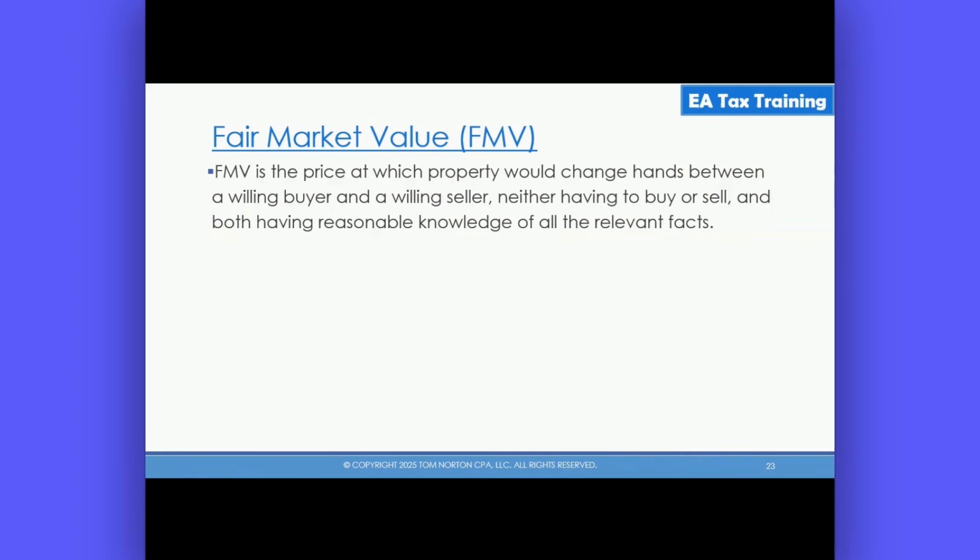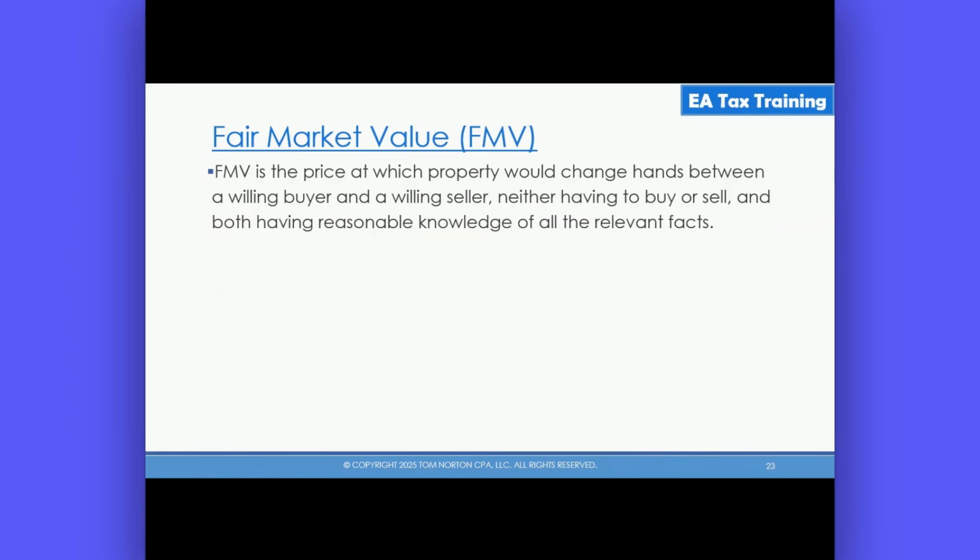So you've got someone who is willing to buy an asset, but they're not under any particular pressure that they have to buy it right now, but they're willing to buy it. And similarly, you've got a seller who's willing to sell the asset, but they don't have to sell it. They don't have to have the money right now or anything like that. There's no big pressure on them to sell, but they would be willing to sell it.